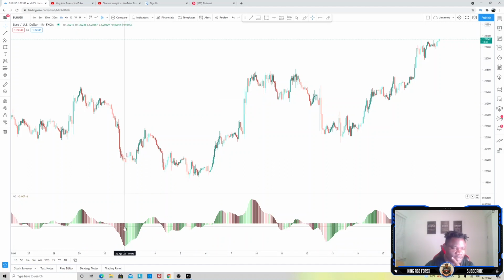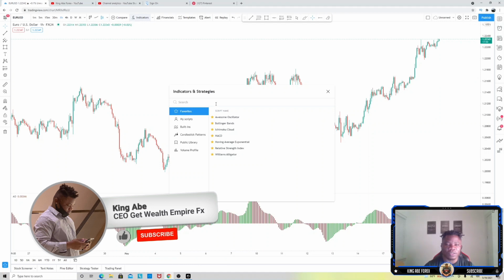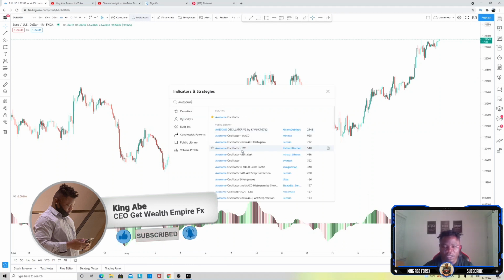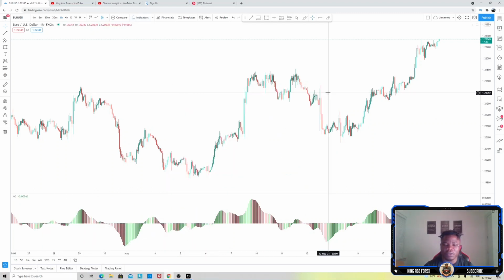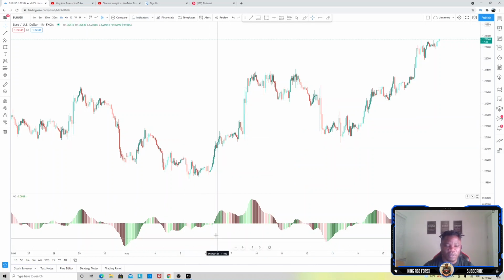This one right here is called the Awesome Oscillator. For those of you that are just watching my channel for the first time, to add this on your chart you go to indicators and you just type awesome. Once you type awesome, it is going to pop up, and this is it right here. I already have it on my chart, so we're going to exit this. This awesome oscillator is made by Bill Williams. This indicator is very powerful, I'm telling you.